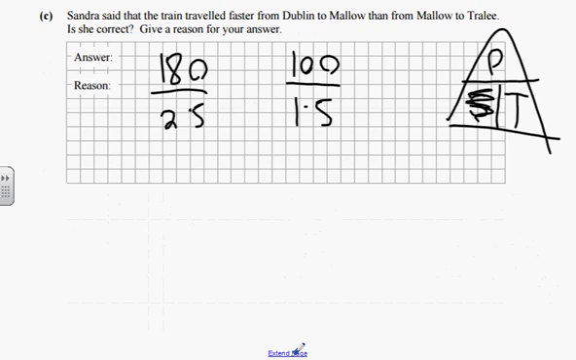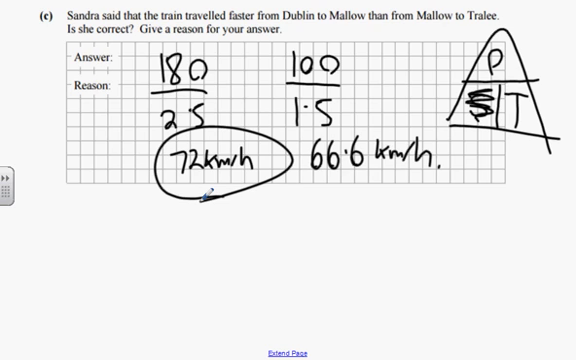Which journey is faster? Who got the first answer for me? 72. What? 72. And the other one? 66.6. So which was the faster time? Oh, sorry, the faster speed. Dublin to Mallow. Learn something new every day. Is that alright? Yes.